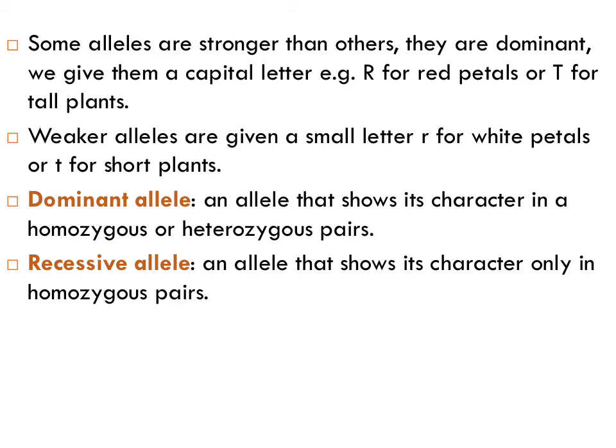Okay? Recessive, on the other hand, is an allele that shows its character only in homozygous pairs. So if I have a small r, I can only see that this petal is white if there are two r's, small r and small r. This is when we will see white petals.